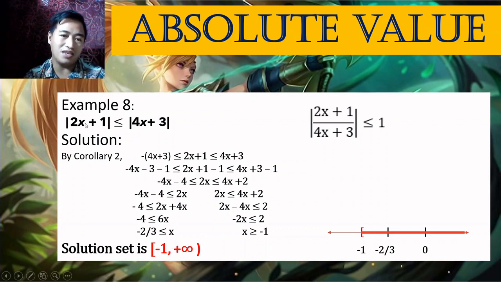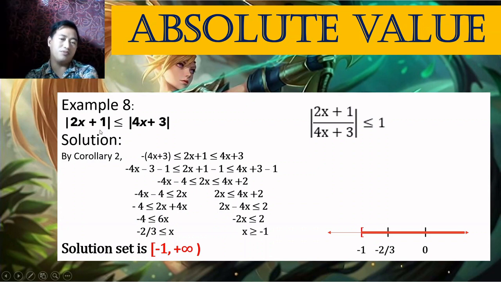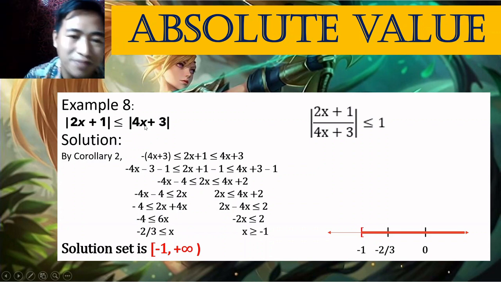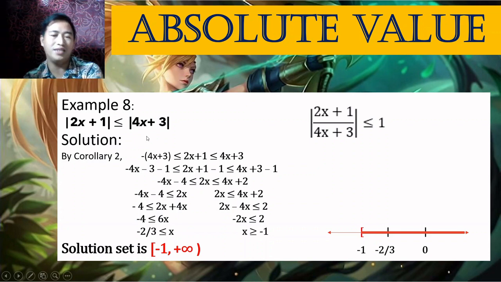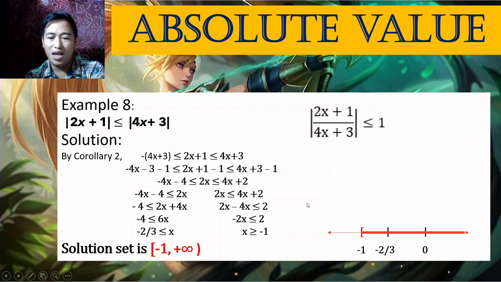Let's substitute negative 1. 2 times negative 1 is negative 2, plus 1 is negative 1, and the absolute value is positive 1. Then 4 times negative 1 is negative 4, plus 3 is negative 1, and the absolute value is positive 1. So 1 equals 1, which is true. The other values are true for less than, but for these two values, both sides become equal. So they are all part of the solution set.